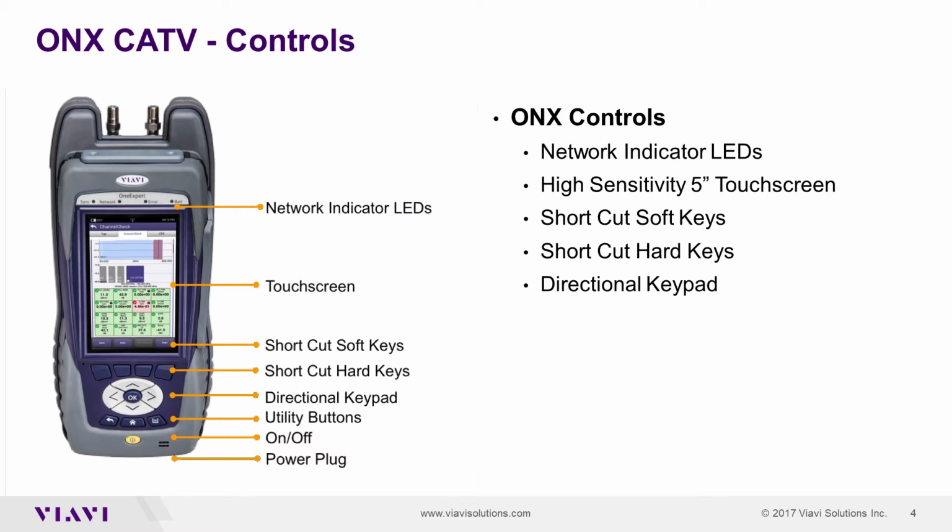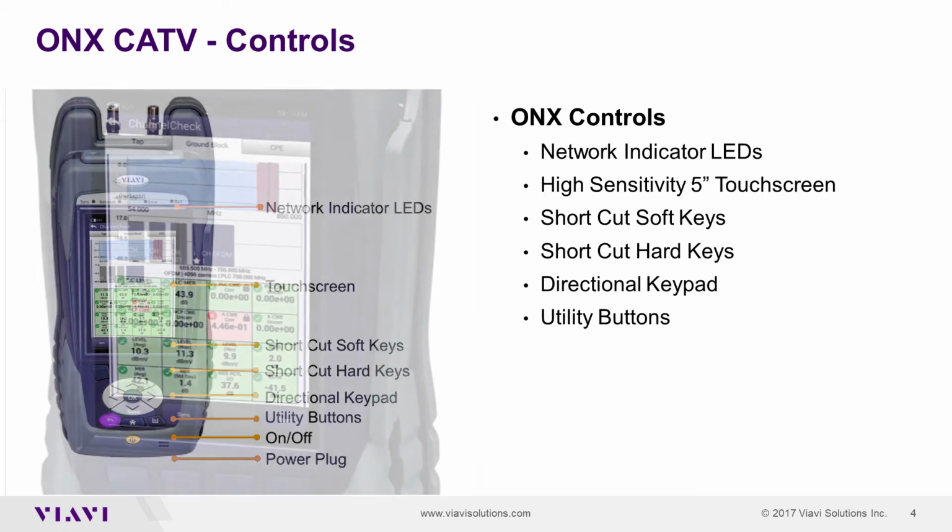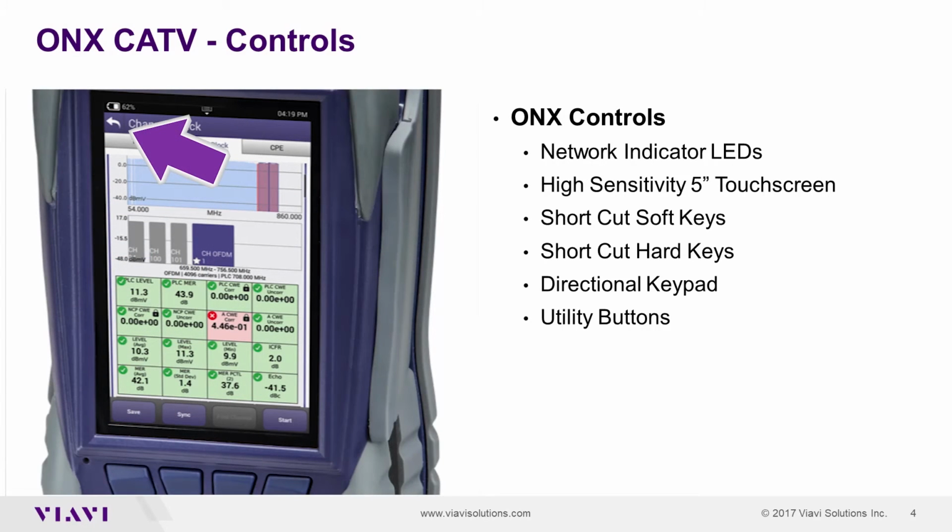Under the directional keypad are the utility keys. Starting on the left is the backwards button. The backwards button is to be used when you want to back out of the current screen to the next higher menu. You can also use the backwards soft key, typically located in the upper left-hand corner of the touchscreen.